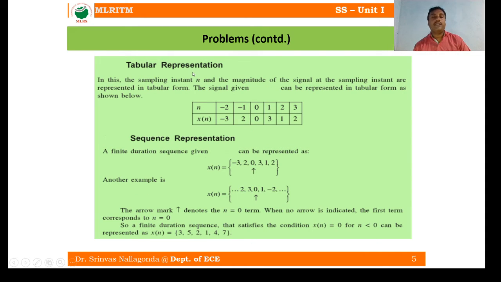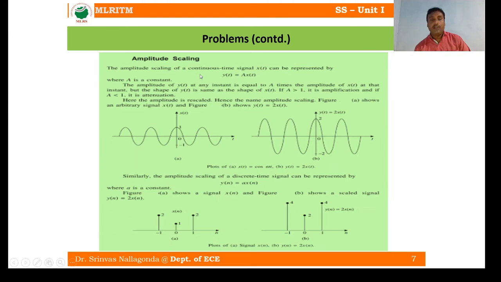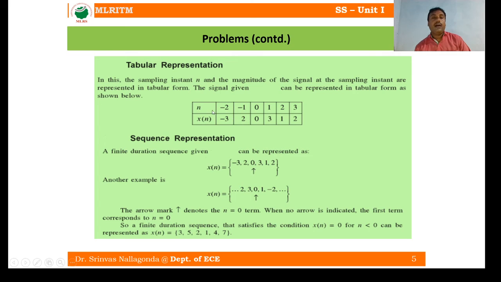Now tabular representation. This is another representation of a signal, right? So here we are showing the same signal x of n, and the amplitudes are like this, and the corresponding instants are -2, -1, 0, 1, 2, 3. For -2, what is the amplitude of the sample? -3, for -1, 2, and so on. This is looking like a table, n versus x of n. So this is called tabular representation.